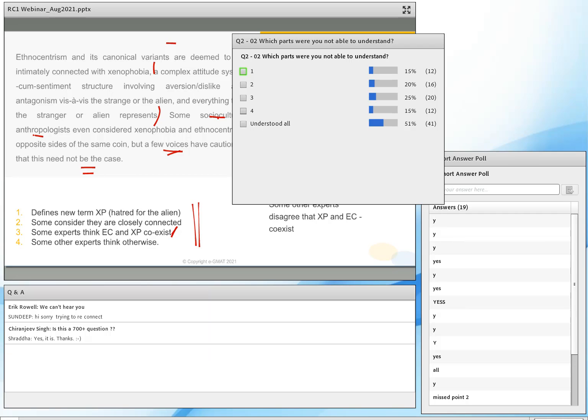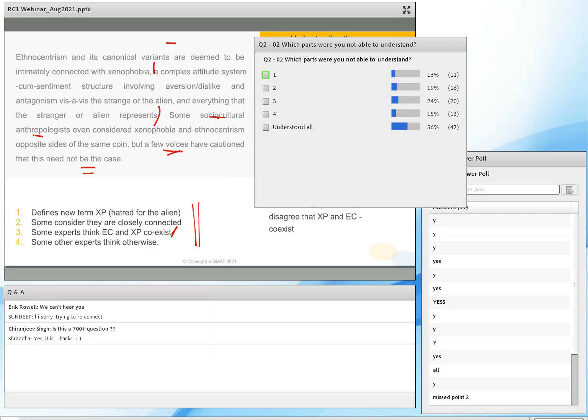Let me broadcast the results. I am practically stoked to see that 50% of the batch has understood this. So there's an improvement from the last question, the way I see it. This is fantastic to see. For those of you who are not able to get each and every statement, analyze this when you get the slides as well. You can go through this and see what it is that you missed.